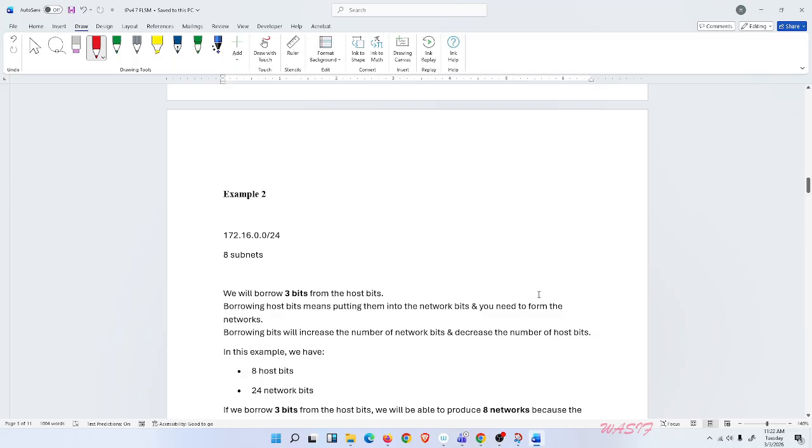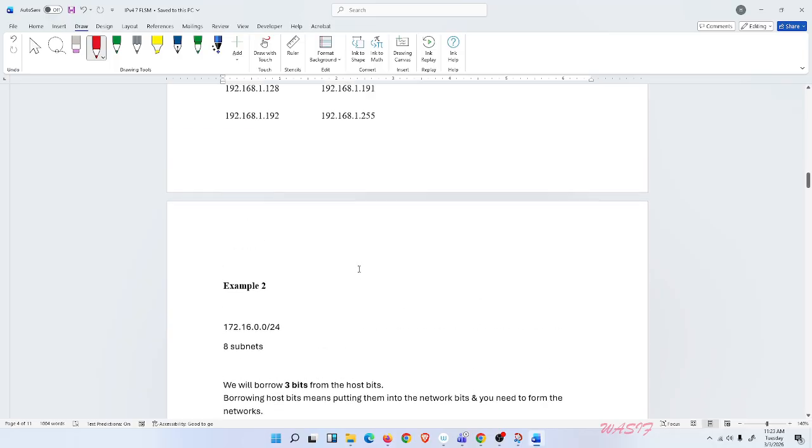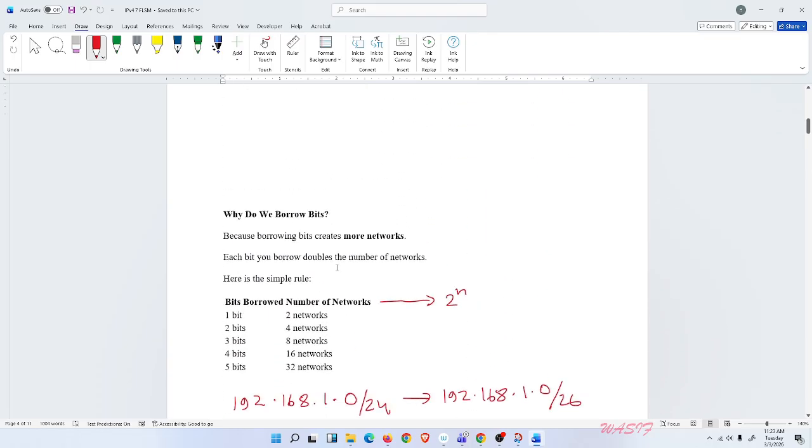Example 2, the same thing. They need 8 subnets. Usually in the question you will find 8 subnets with, let's say, 10 IP addresses, or 8 subnets with 16 IP addresses, something like that. But I want you to learn how to divide, and you can do the calculation of the number of IP addresses as well. So, for example, look at here.